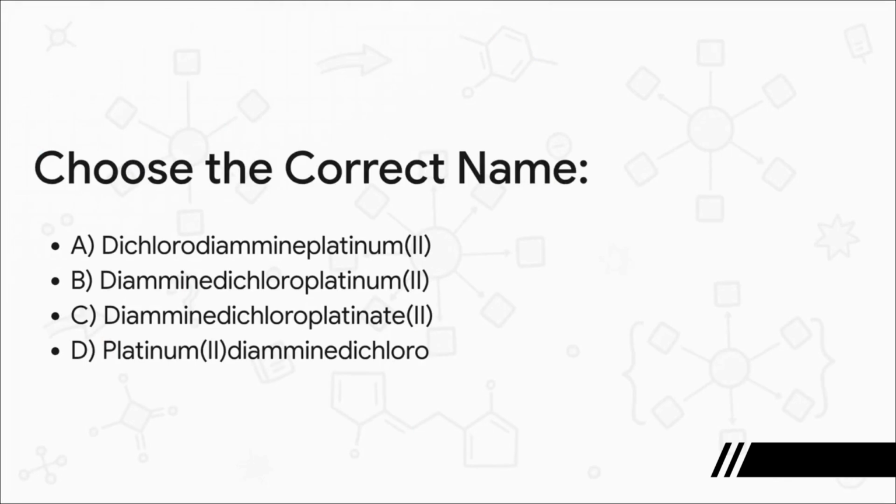D is out, metal is named last. C is out, the complex is neutral, so we don't use -ate. Now it's between A and B, a classic alphabetical order trap, ammine versus chloro. A comes before C, so the answer has to be B, diamminedichloroplatinum(II). See? The system works, it just leads you straight to the answer.